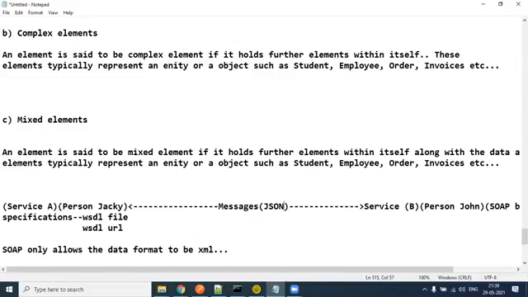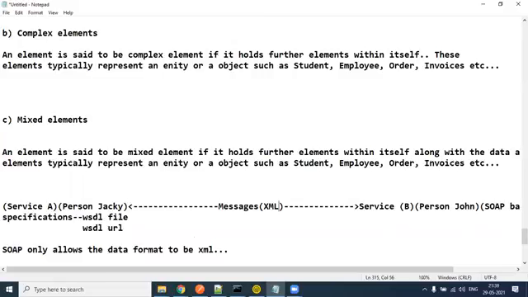Now somebody might come up with some kind of workarounds. That's fine. Even I know about those workarounds, but typically it has to be XML, right? That's what the standard says. So SOAP only allows the data format to be XML. Now this all is fine. Now you tell me one thing. Can service B accept any legitimate XML?